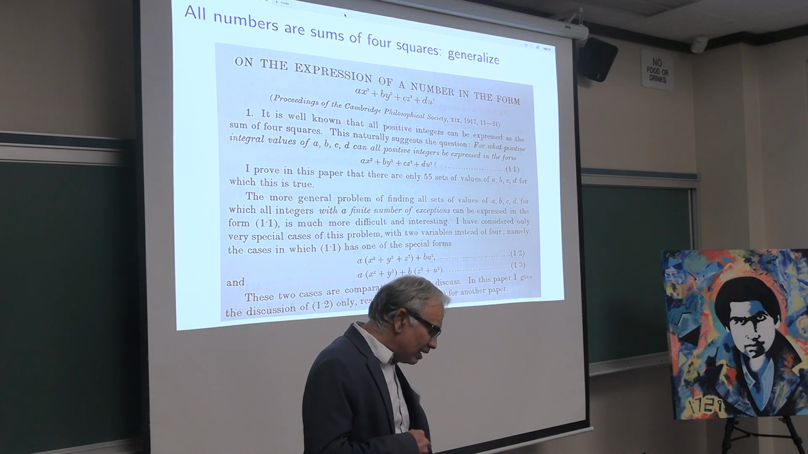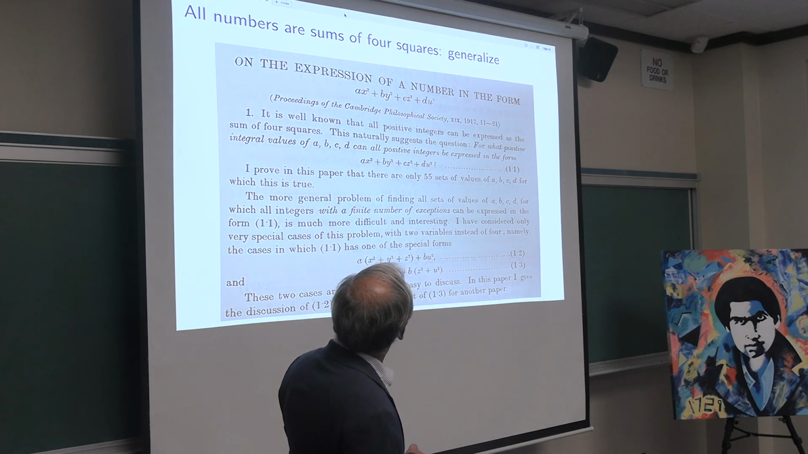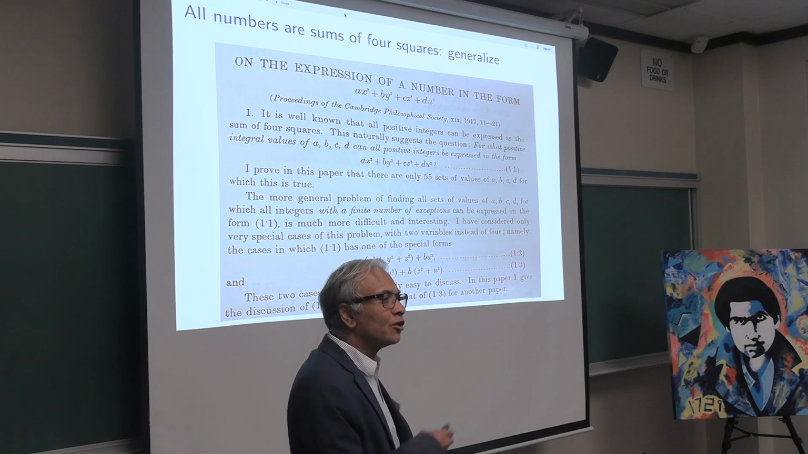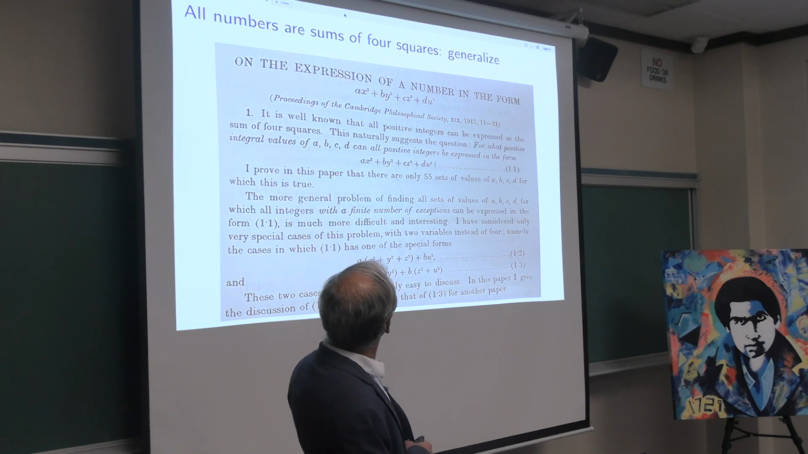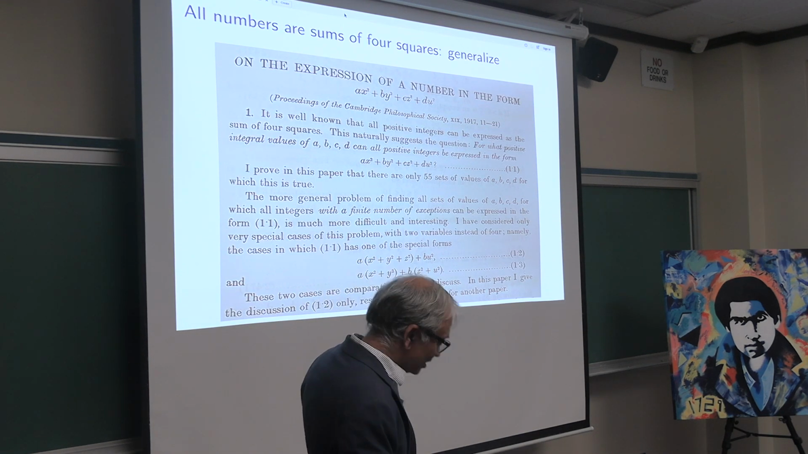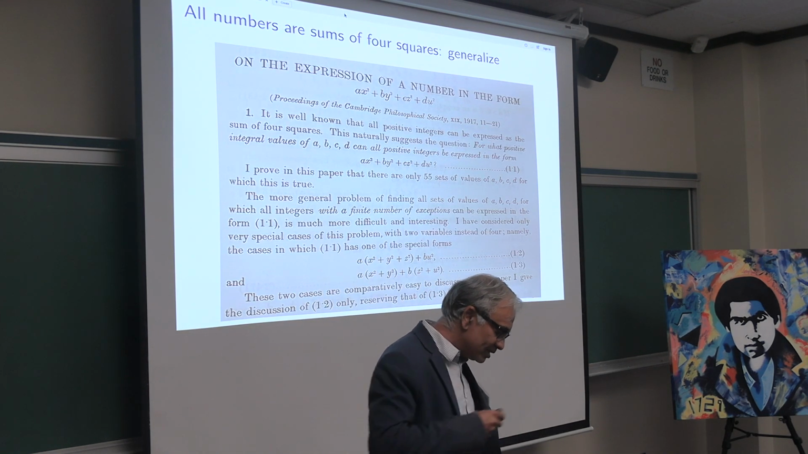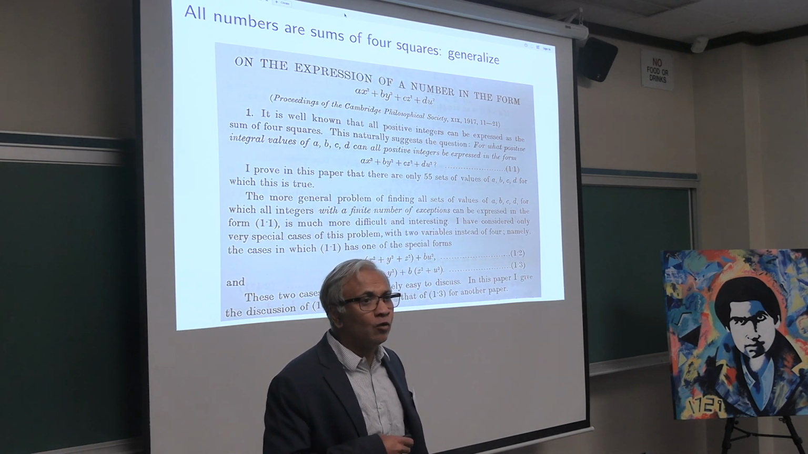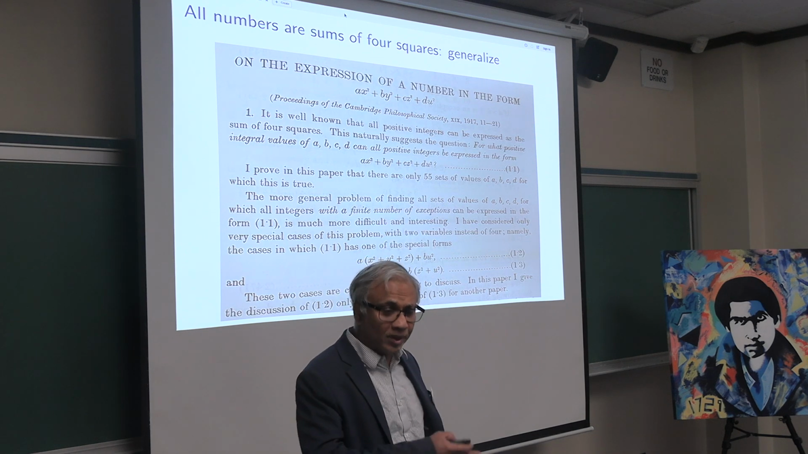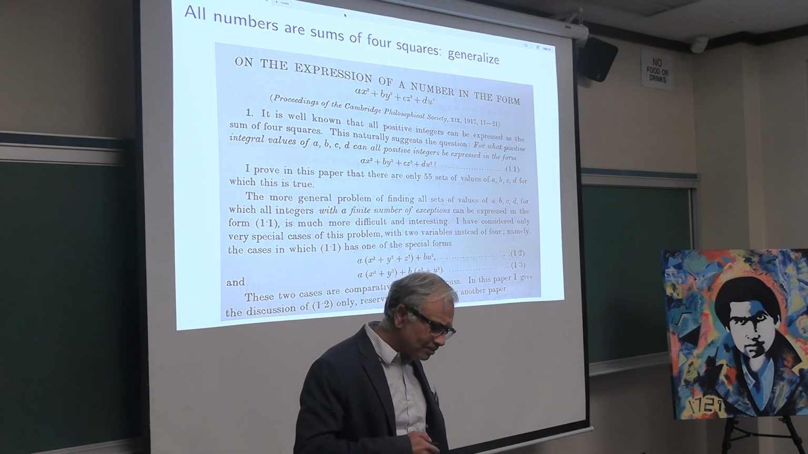And Ramanujan was interested in this question of whether you can generalize this, instead of just considering squares, x squared plus y squared plus z squared plus w squared, or u squared in this case. What happens if you generalize the quadratic form that you have? What kind of forms can you write which represent all numbers? What can you say about this?